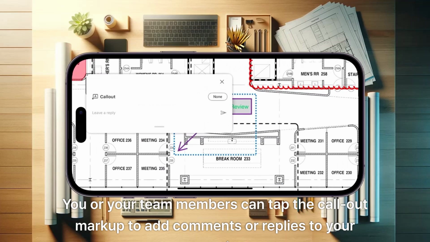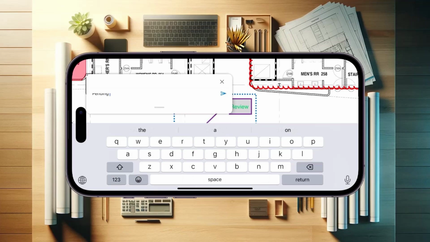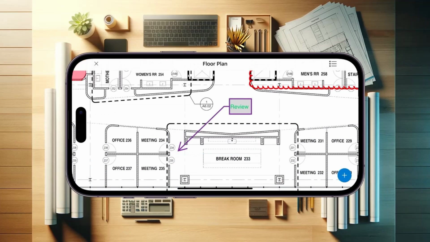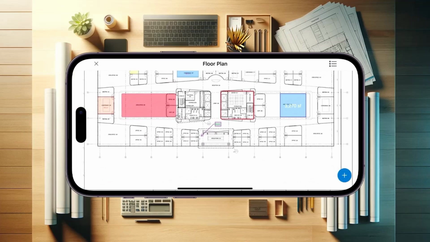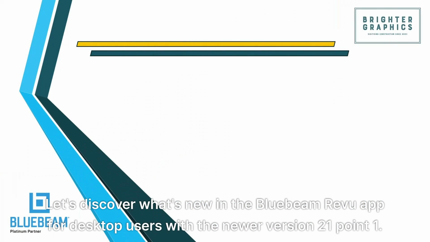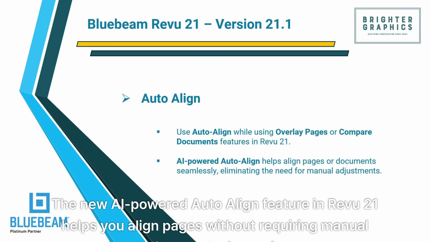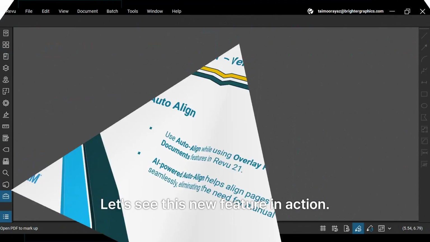You or your team members can tap the callout markup to add comments or replies to your suggestions. This is how these new markups work. Simple and straightforward. Let's discover what's new in the Bluebeam Revu app for desktop users with the newer version 21.1. The new AI-powered auto-align feature in Revu 21 helps you align pages without requiring manual adjustment when using the overlay or compare documents feature. Let's see this new feature in action.